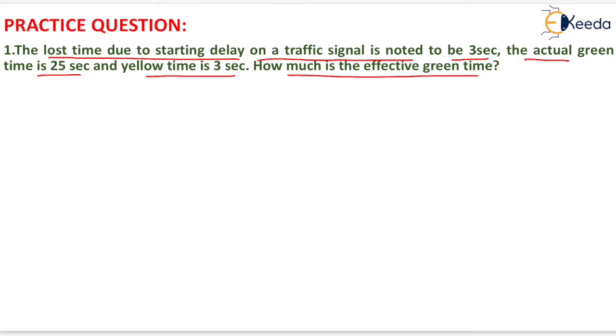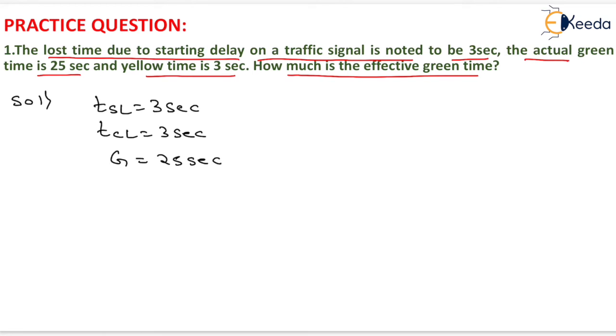Now in the question it is given that the total startup lost time is 3 seconds, as well as the clearance loss time is also 3 seconds. Now we have the green time equal to 25 seconds, which is given in the question, and amber time, that is yellow time, is given as 3 seconds. Now we want to determine the value of effective green time.